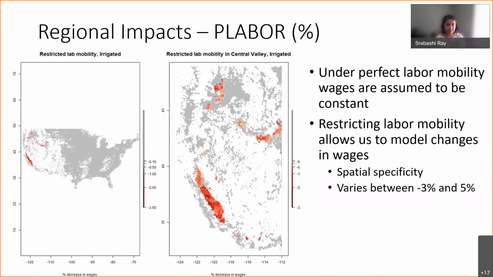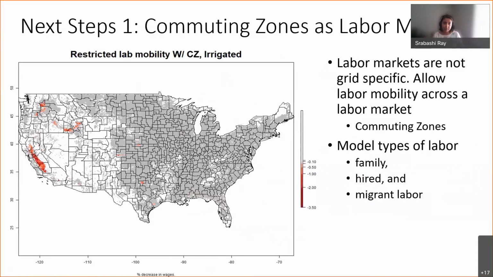So here, I'll briefly talk about two extensions of this analysis. The results that I've been presenting have been assuming that labor is only mobile within a grid. A grid is usually smaller than a county, so that is also unrealistic. We need to model labor markets better here, and to do that, we will use commuting zones. Here you see a map of the wage changes overlaid with a map of commuting zones. A commuting zone is essentially a group of counties between which workers travel for work.